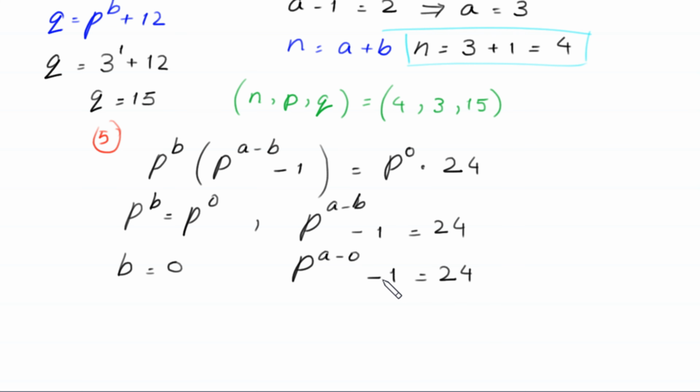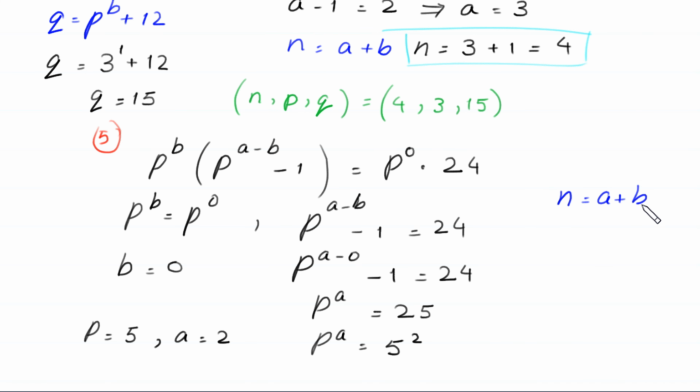And if we move this negative 1 to the right side, then p to the power a will be equal to 25. And this can be written as p to the power a is equal to 5 squared. So from this equation, p will be equal to 5 and a will be equal to 2. Now to find the value of n, we use this equation. N is equal to a plus b. So n will be equal to value of a is 2 plus value of b is 0. So n will be equal to 2.